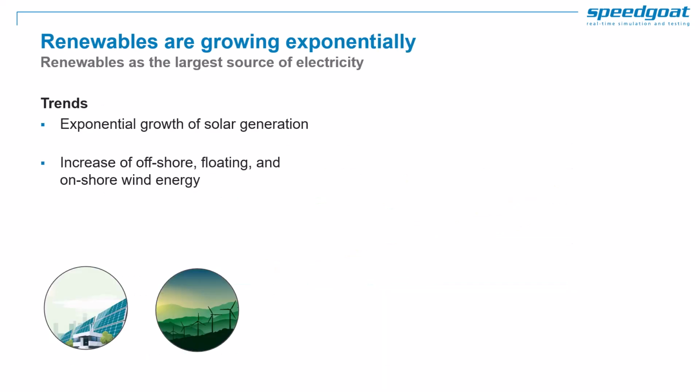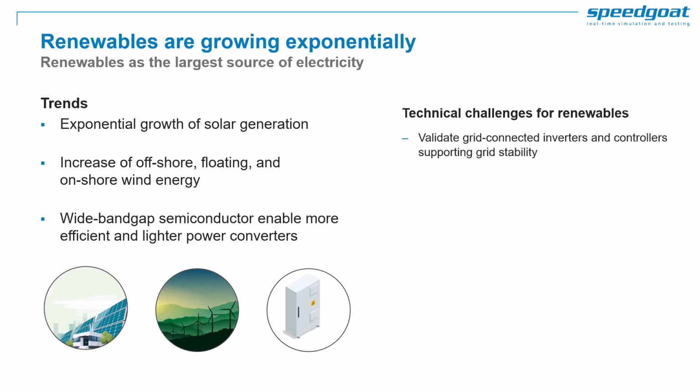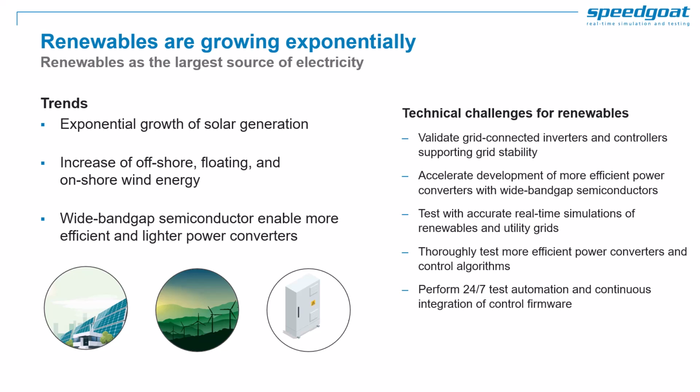In addition to the rise of renewables, new technologies like wide bandgap semiconductors enable more efficient and lighter power converters. Here are some resulting technical challenges. Grid-connected inverters and their controllers need to be validated safely and efficiently. High-efficiency converters based on the latest semiconductor technology need to be developed swiftly. And all in all, model-based development and requirements-based testing must go hand in hand within a single end-to-end workflow.